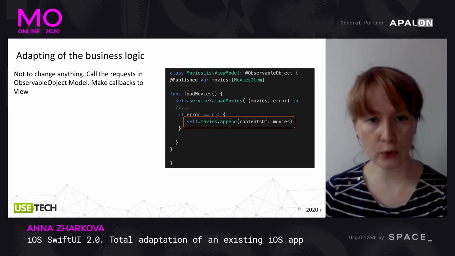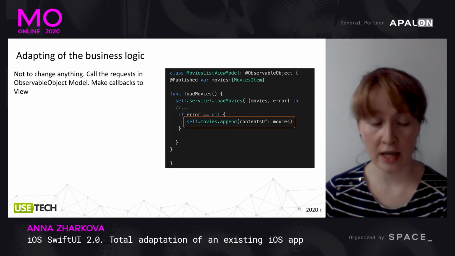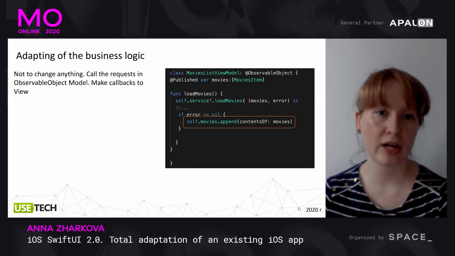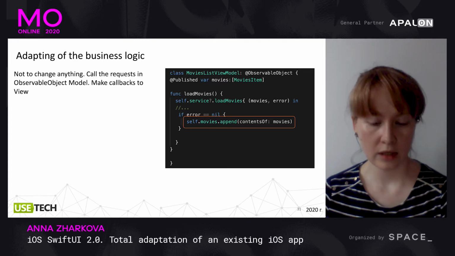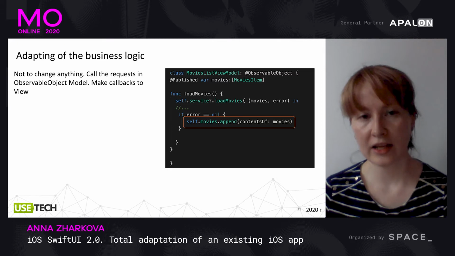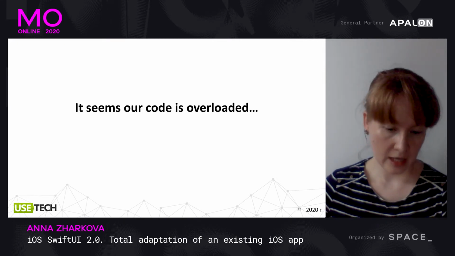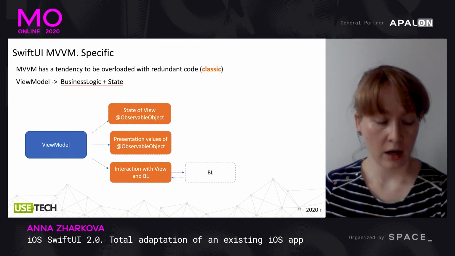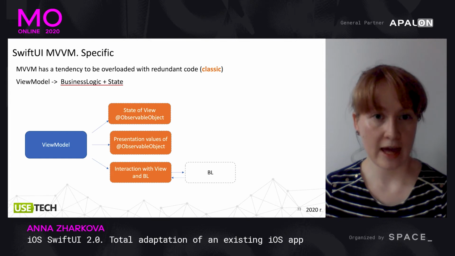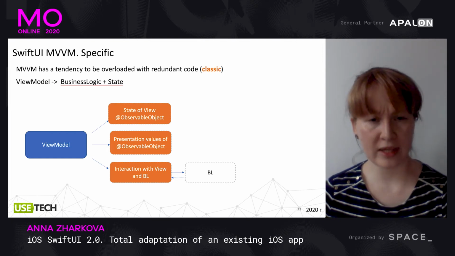So you have 3 ways. You can select any way you want, but it depends on your time and your plans. I don't plan to change anything. So now take a look at what we have got. We have got an MVVM application, but our view model looks a little bit overloaded with some redundant code.